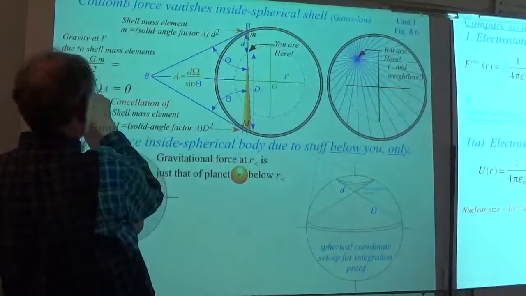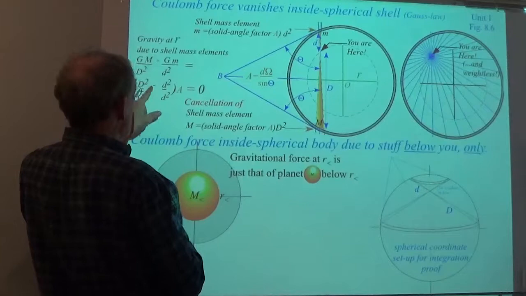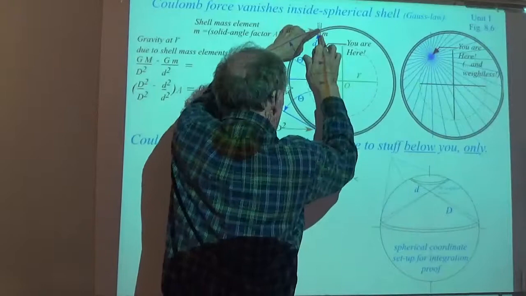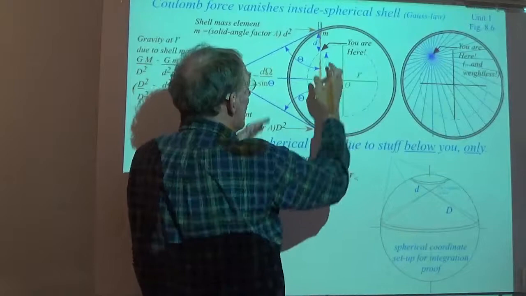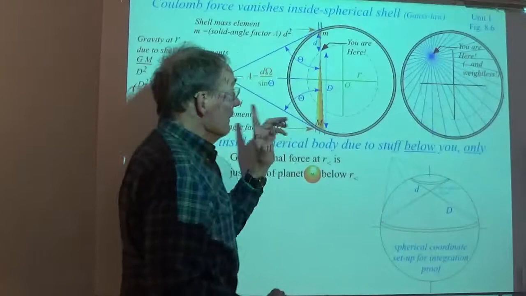So if the mass is going as the square of little d squared over d squared for that one, and big d squared over big d squared for that one, these are two opposing forces, this one trying to pull me this way, and this one trying to pull me that way, equally. They're pulling, but everywhere I go, every time I do this, and this is sort of a picture of how you would do the integration to prove that it was zero even after you've integrated over the entire sphere, zero is what you get.